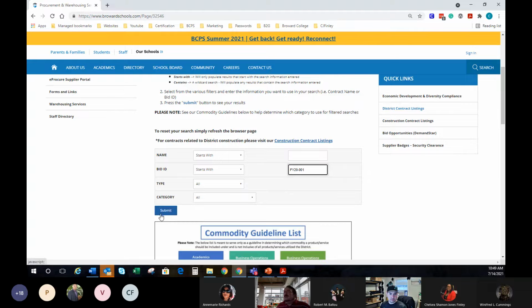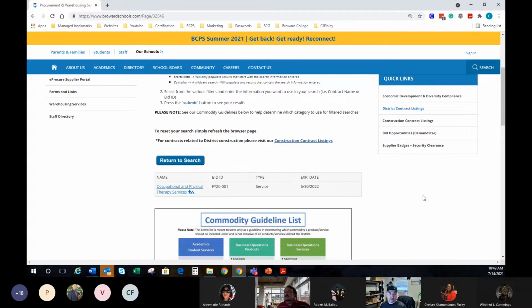And that bid number is for my occupational and physical therapy services. So we just hit the submit button. And again, it brings up the award. The FY 20-001 is the bid number, it tells you it's a service, and the expiration date of June 30th, 2022. Yes, we are going to resend this bid out for bid.